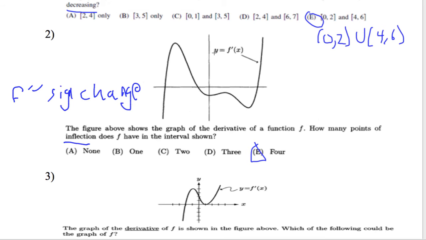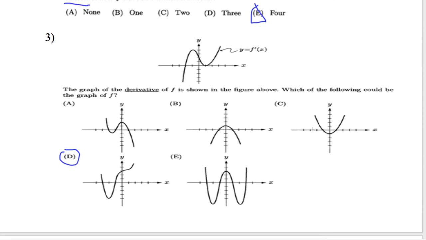All right, so I have a graph of f prime. So what is f double prime? Is it height, slope, or concavity? If you answered slope, you would be correct. So we're looking for a slope sign change on this one. So I have a positive slope here, a negative slope here, which means I have a slope sign change here, here, here, and here. Count them, 4. E. Number 3. Now we have another graph of f prime, and we're finding the original graph of f.